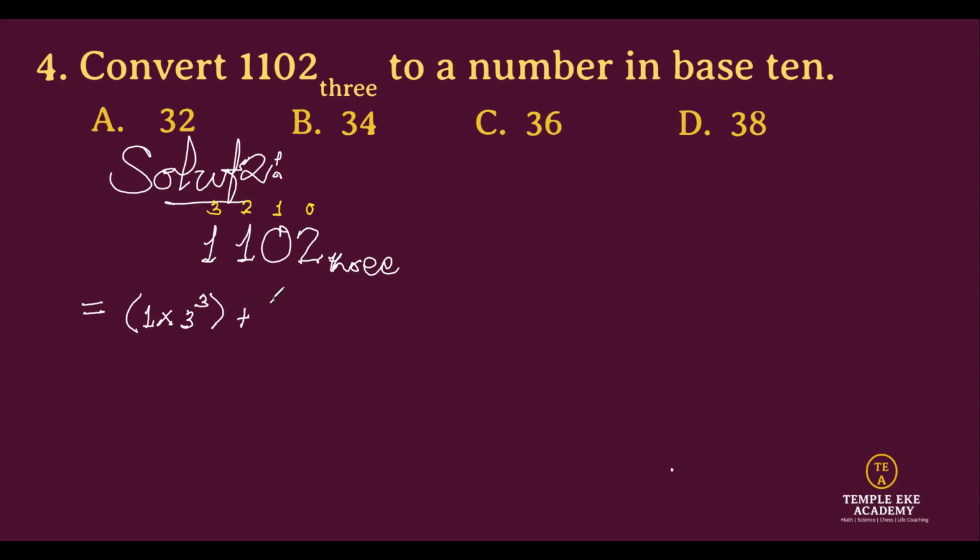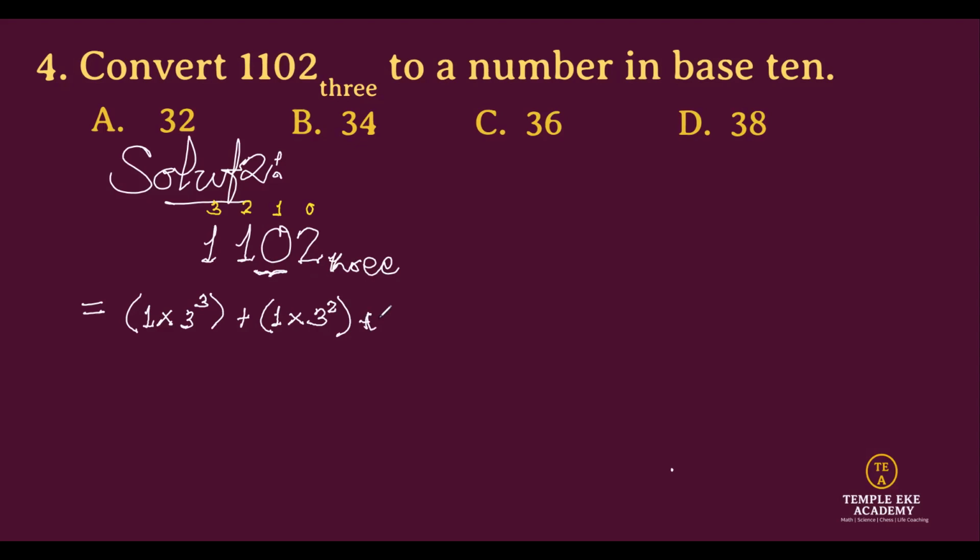plus the second digit is 1, and that multiplies the base 3, written to the power 2. Anytime there is a 0 term, it can be omitted, because when 0 multiplies any number, the result is 0. So we can intentionally omit this. And now move to the next digit.